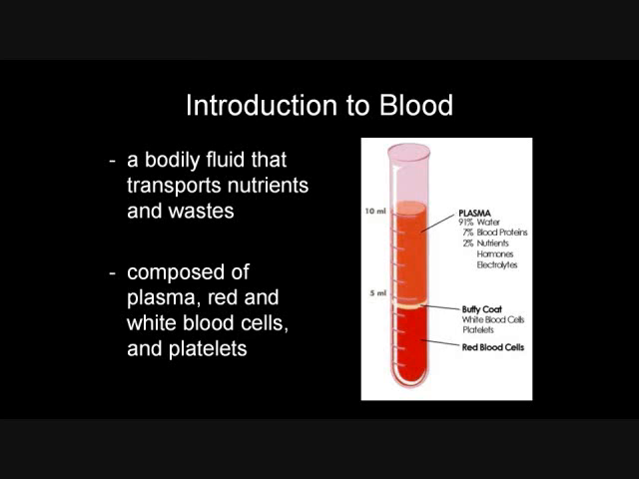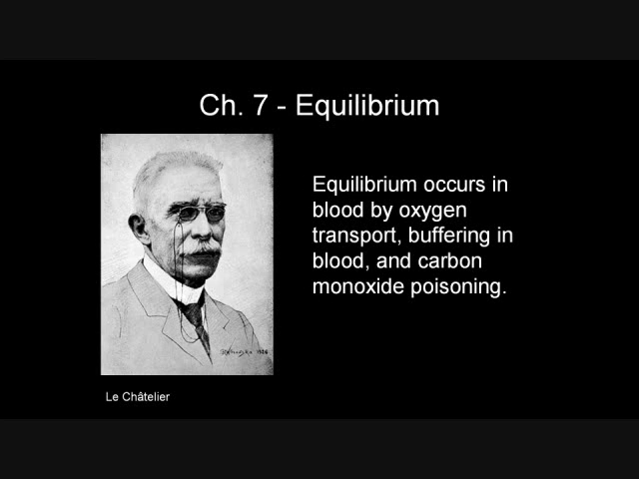Now, the application of chemistry in blood is mainly of equilibrium, and therefore the connections to the course can be found in chapters 7, 8, and 9. In chapter 7, equilibrium, we learn that it occurs when opposing changes are occurring simultaneously at the same rate. Le Chatelier's principle states that a dynamic equilibrium tends to respond so as to relieve the effect of any change in conditions that affect the equilibrium. It can be used to explain how oxygen is transported, the buffering in blood, and carbon monoxide poisoning in the blood.